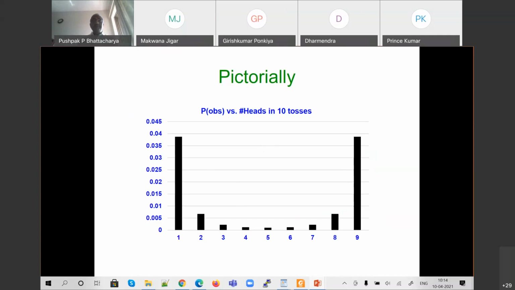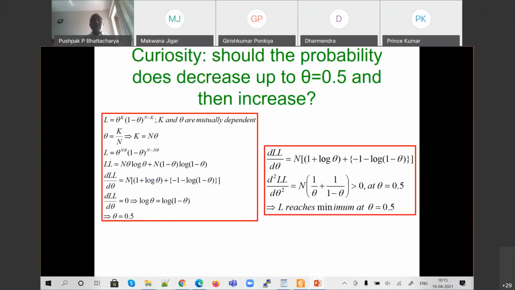Now a digression, a curiosity. Is this an expected behavior? Okay, nothing to do with hypothesis testing now. Why should the probability fall and then rise again? So a bit of mathematics helps here. The likelihood of the data is theta to the power k into 1 minus theta to the power n minus k. Since we are using the maximum likelihood principle, we obtain theta from k by n. So k and theta are mutually dependent now. Both are variables. So I express everything in terms of one of the controlling variables, that is theta.